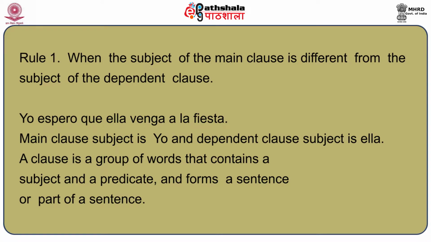In Spanish, the subjunctive mood is used for the verb in the dependent clause when the following rules are followed. Rule number 1. When the subject of the main clause is different from the subject of the dependent clause. In the example, yo espero que ella venga a la fiesta, the subject of the main clause is yo and the subject of the dependent clause is ella.